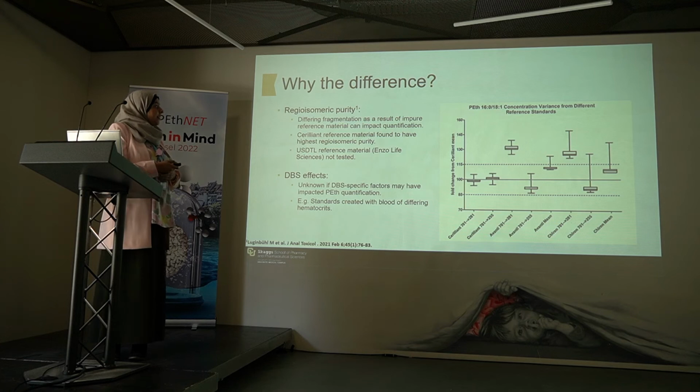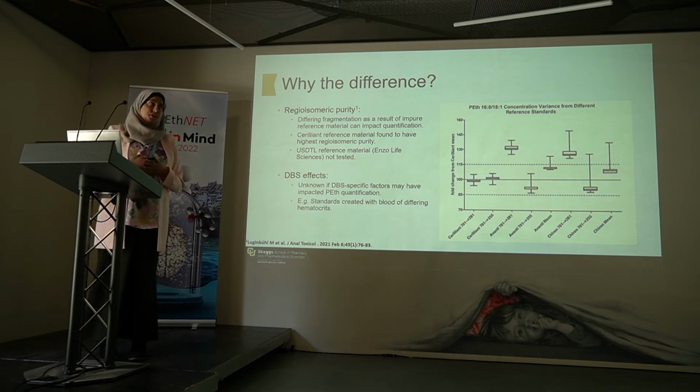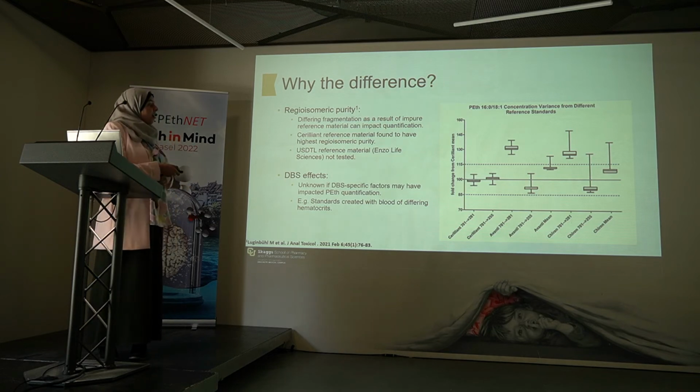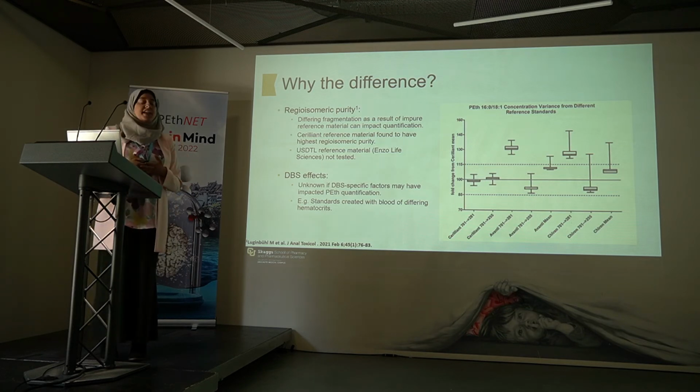So the CAMAG DBS lab conducted a study where they wanted to see if the regioisomeric purity of PEth reference material impacted the quantification of unknown samples. And what they found when comparing Cerulean, Avanti, and Chiron reference material was that Cerulean had the highest regioisomeric purity, mimicked what was seen in biological samples, and did not significantly impact PEth quantification.